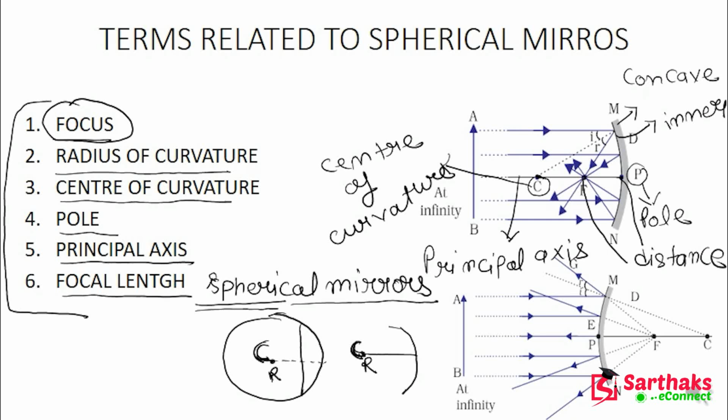I hope you understand all the terms written here: focus, radius of curvature, center of curvature, pole, principal axis, and our focal length. Okay guys, so now after understanding these terms, let's move on to the next slide, and let's try to understand what is there for us.